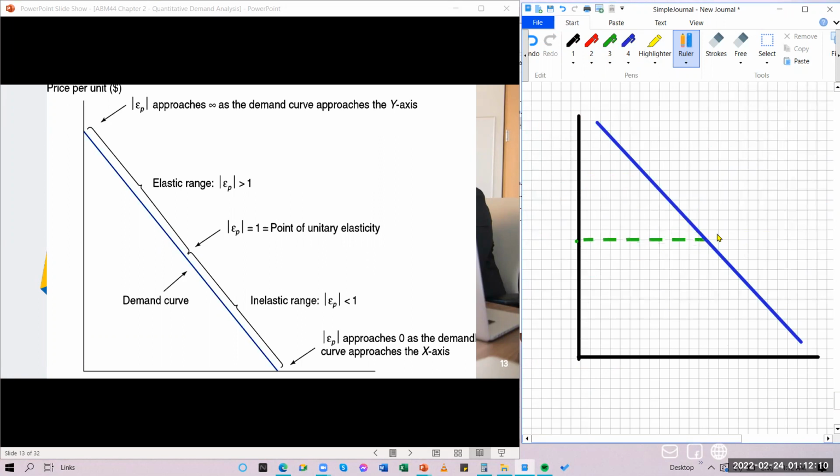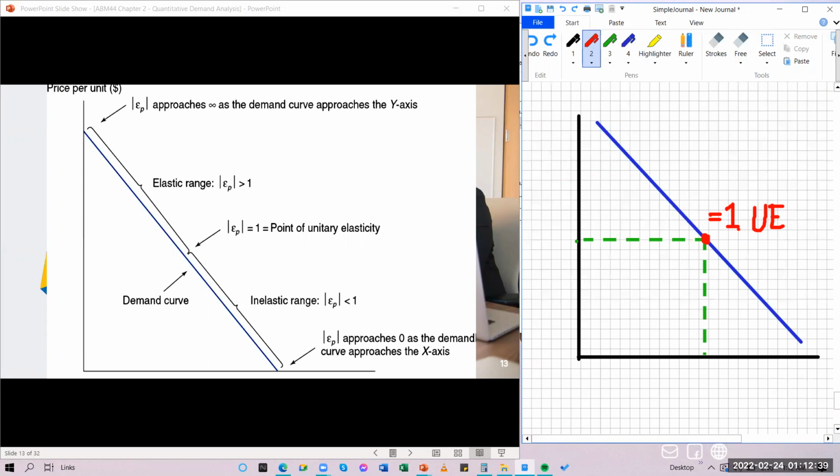So for example, it will show the unitary. Okay, we will have unitary here. Everything meets here. So this is your elasticity. Your elasticity is equal to 1. So that is unitary elasticity, okay?